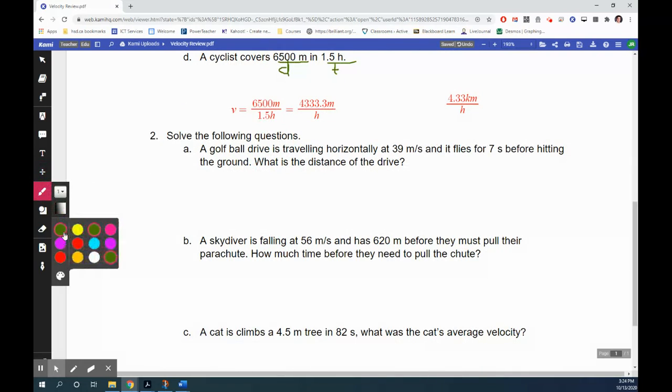We got to use the triangle. So I'm going to redraw the triangle over here because it doesn't hurt to be seeing this triangle as you use it. So V equals D over T. That's our triangle. Let's read these questions and see what we got.